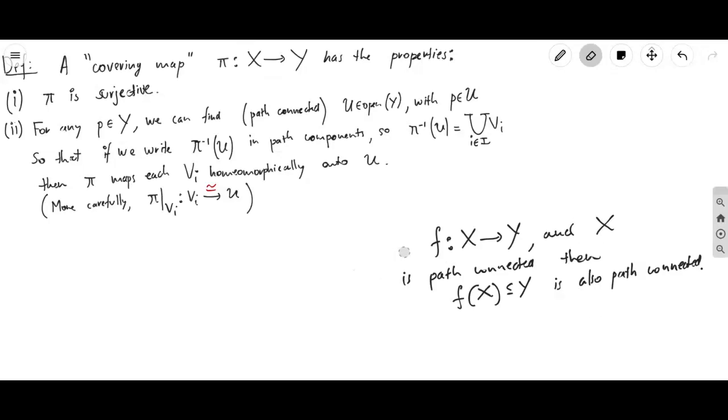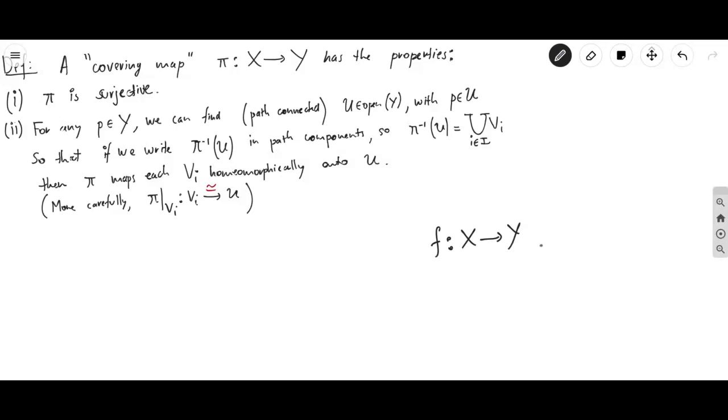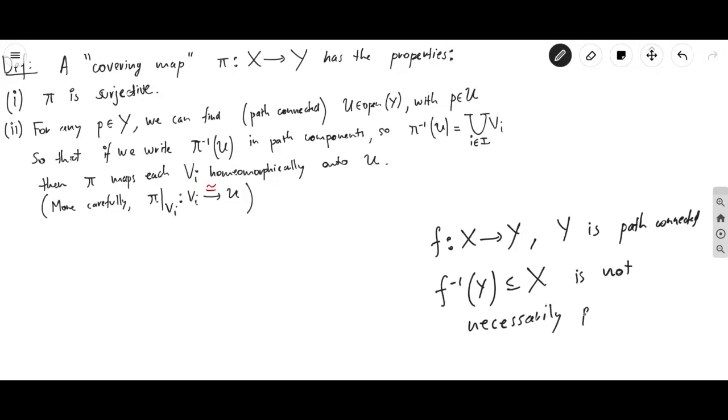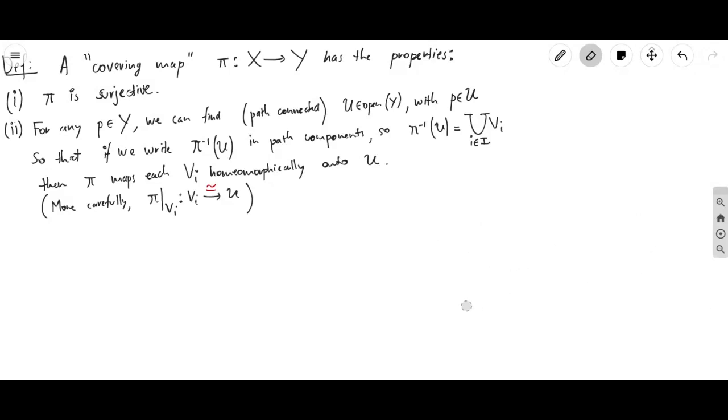However, it's not true the other way around. So the other way around would be, let's suppose you have a continuous map and Y is path connected. If you take the pullback, and this is now a subset of X, it is not necessarily path connected. I mean, there are lots of very simple examples you can come up with. And in fact, as we look at examples of covering spaces, you will see how that happens.